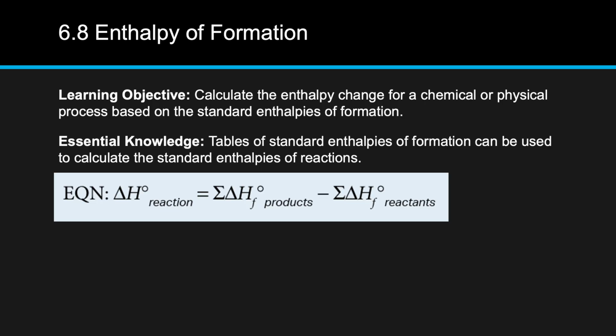And your essential knowledge is that tables of standard enthalpies of formation can be used to calculate the standard enthalpies of reactions. And the equation for this lesson is delta H of your reaction is equal to the sum of the delta H of formation of your products minus the sum of delta H of formation of your reactants. So in lesson 6.7, we were doing reactants minus products. In 6.8, we are doing products minus reactants using different types of values.